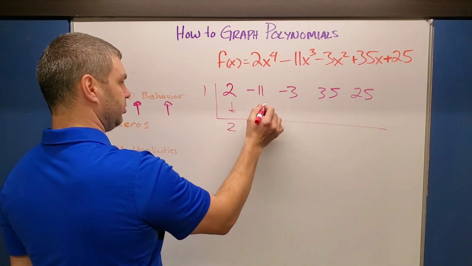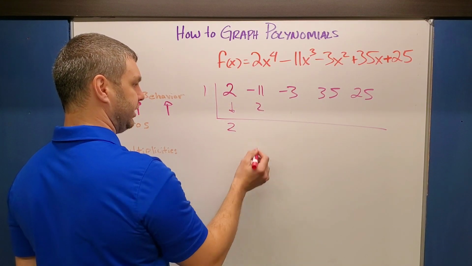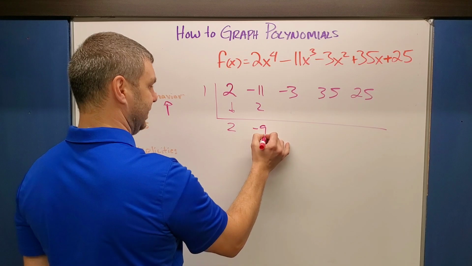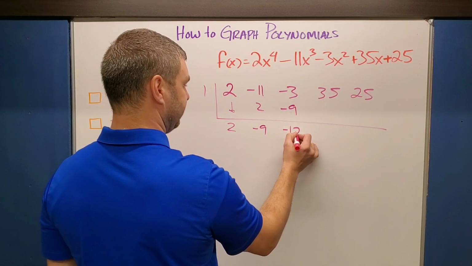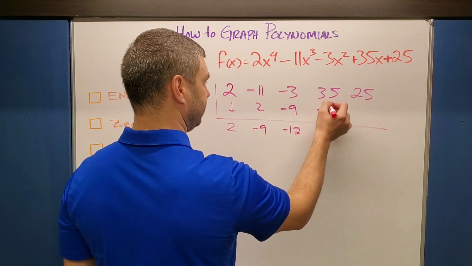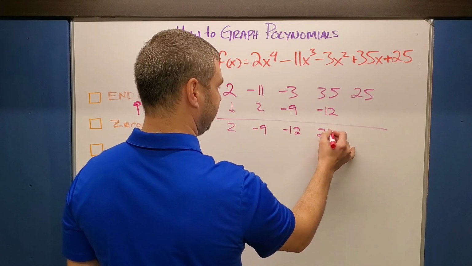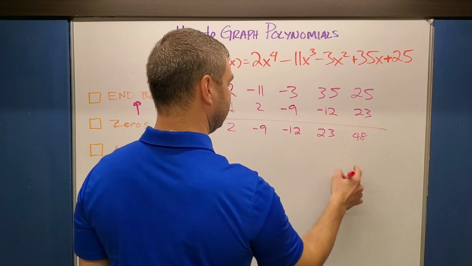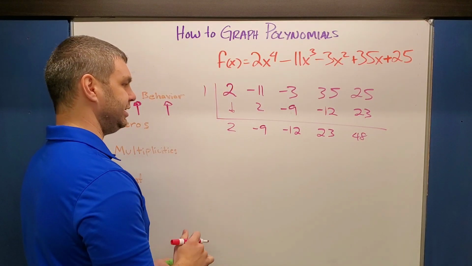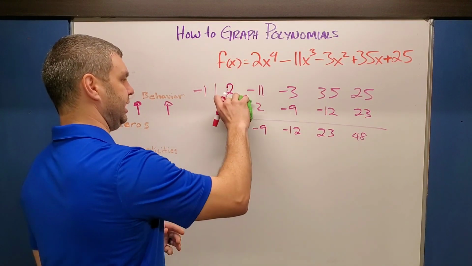Bring down the 2. 2 times 1 is 2. -11 plus 2 is -9, times 1 is still -9. It's going to give us a -12, still -12, 23, and 23, and yeah, this will be 48. So not 0. So unfortunately 1 didn't work. Try -1 next.